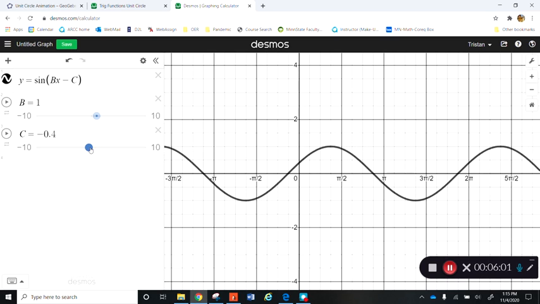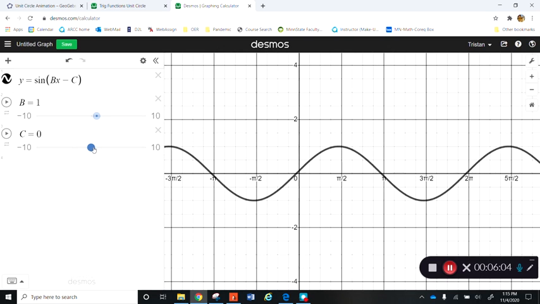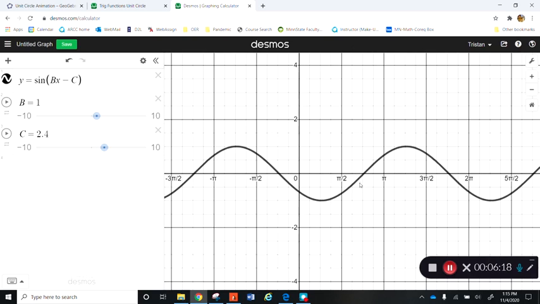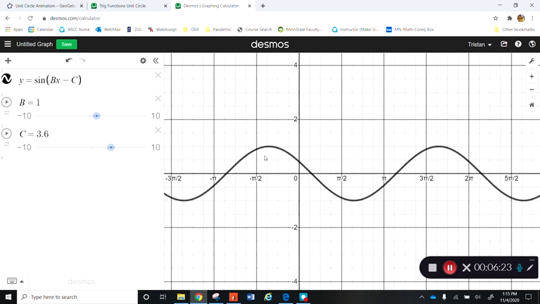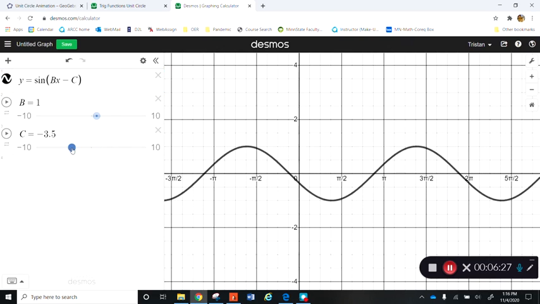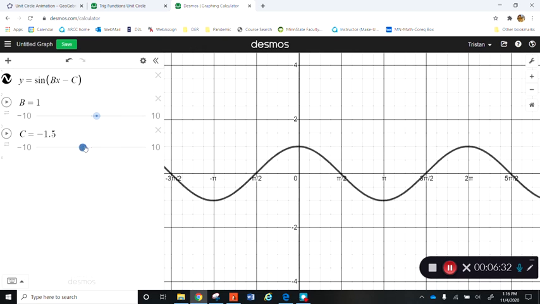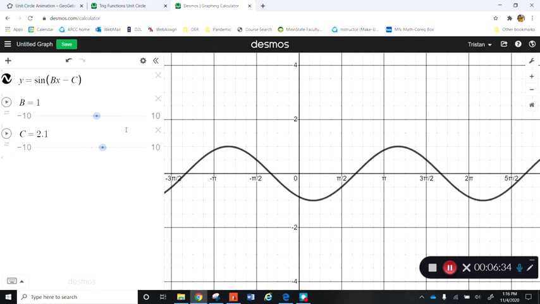The original sine function has b equal to 1 and c equal to 0. Let's see if I can have that 0 there. It's close, whatever. So b equals 1 and c equals 0 gives us the regular sine function. But if you increase c, you can see that that gives us some shift. If I make c positive, you're subtracting a positive number, which is shifting to the right. If I make c negative, it's shifting to the left. So shift right and shift left. So I hope you can see that. C is causing a horizontal shift.